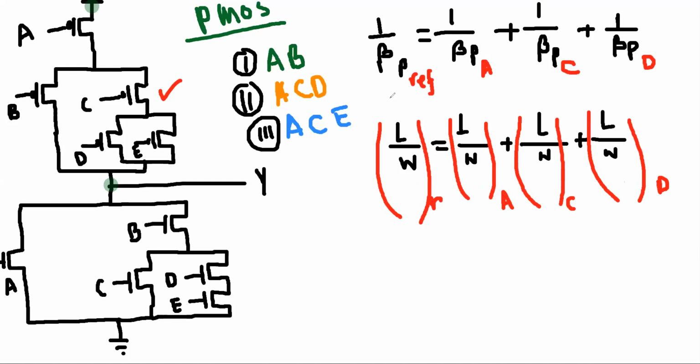Right? Now the value of L will be what? 1. So can I change the value to 1? Yes, sir. So I'm going to change the value to 1. Okay? What is the value of W for the reference? For PMOS? It must be 2. This is for PMOS, right? So I'm going to write 2 here.